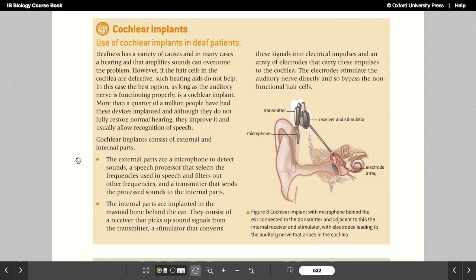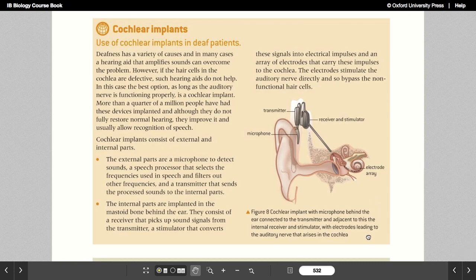Okay, I just said a lot of things. I don't know if I said them clearly. So again, microphone and transmitter are external. Microphone picks up sounds, passes it to the transmitter. The transmitter passes that over to the receiver and the stimulator, both of which are inside of your head. The receiver gets information from the transmitter and then passes it over to the stimulator. The stimulator converts the signals into electrical impulses, which can be carried by the auditory nerve and interpreted by your temporal lobe. Okay.